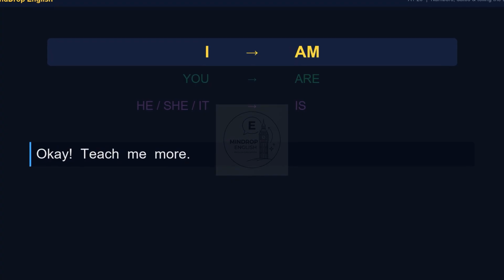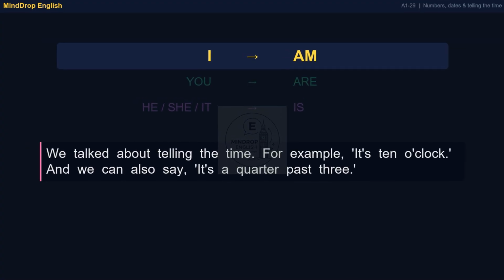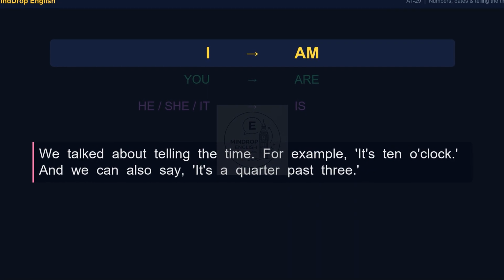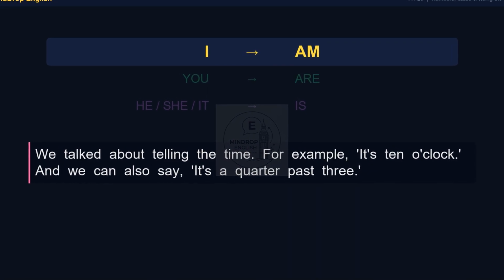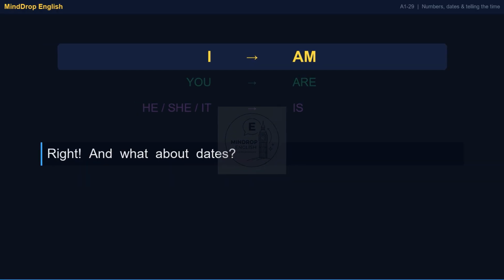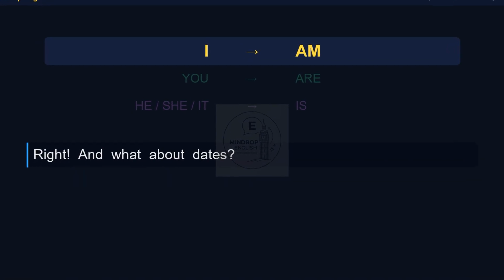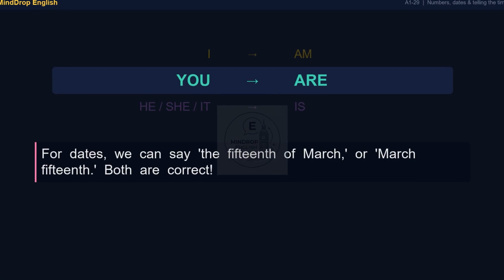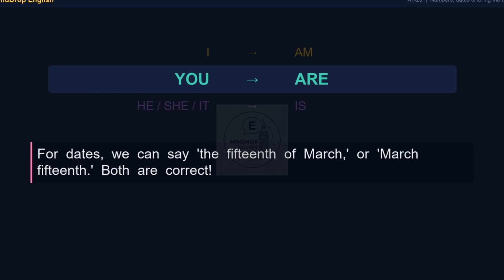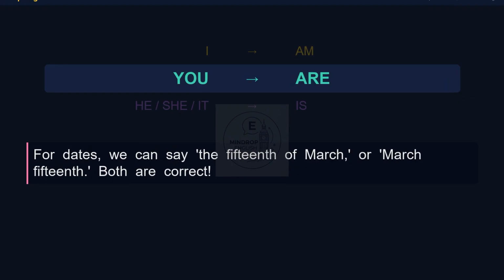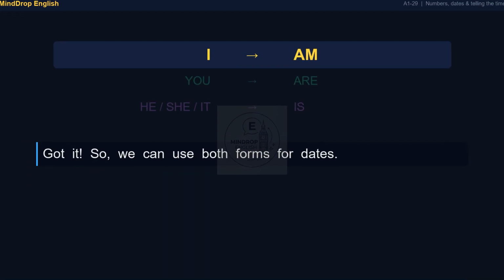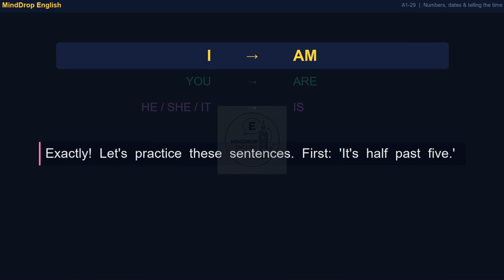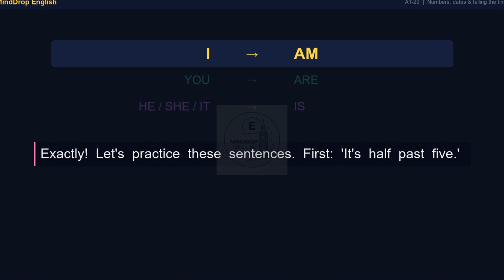Okay, teach me more. We talked about telling the time. For example, it's 10 o'clock. And we can also say, it's 3:15. Right, and what about dates? For dates, we can say, the 15th of March, or March 15th. Both are correct. Got it. So, we can use both forms for dates. Exactly. Let's practice these sentences.